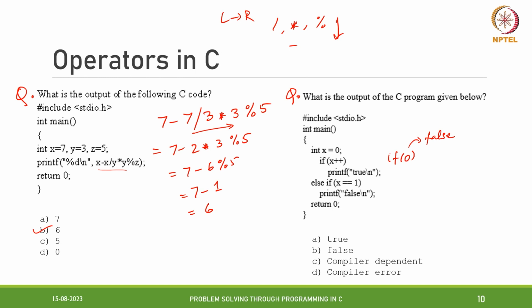So if it is false, it will go to the else if part. But before going to the else if part, the x value will be incremented by 1. X will go from 0 to 1. And here it will evaluate else if x equals 1, which now is true, right? X is now 1, so it will print false. So false will be the answer here.